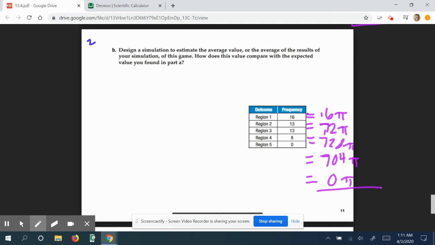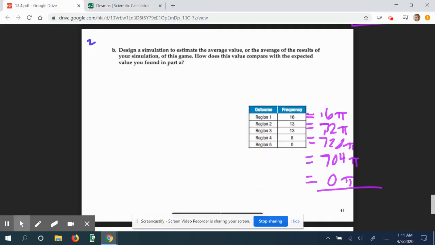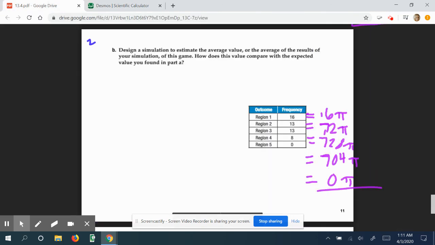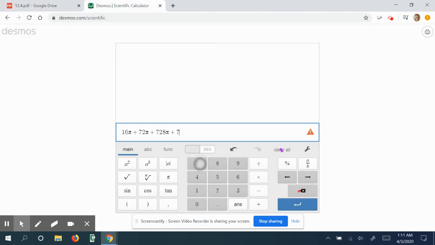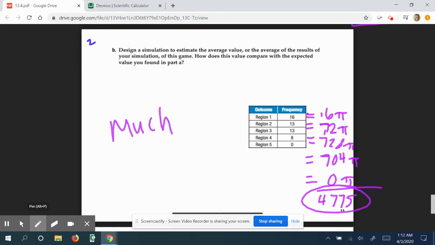And so when I add up all of those, let's see, it was 16 pi plus 72 pi plus 728 pi plus 704 pi. So 4,775, which is much bigger. Okay, so how does this compare to the expected value found in part A? Much larger. Okay, if you have any questions, let me know. Otherwise, good luck on your assignment.